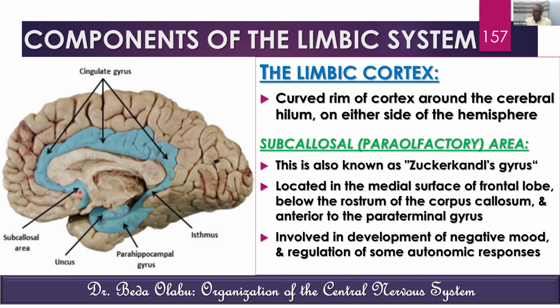In terms of functions, there's a link between the subcallosal area and depression. People with depression may have some firing or increased activity in this area. And so we know that the subcallosal area has involvement in development of negative mood. But we also know that this area is also important in regulation of some autonomic responses, perhaps related to these negative moods.